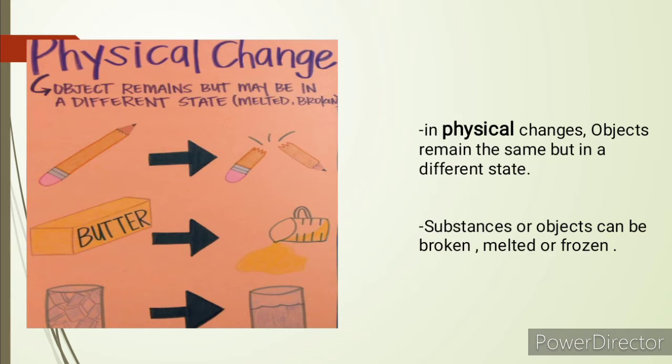Look at the examples of physical change. Can you see a pencil? This is the pencil. But when you break it into two, it still remains a pencil, and you can use one part to write. This is butter, and the butter is in solid form. But if this butter is melted, what happens? It becomes liquid butter, but the same butter.